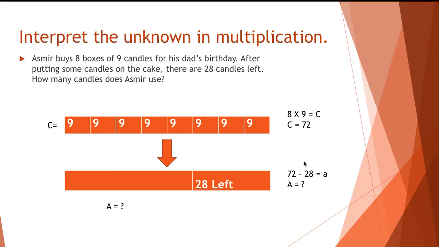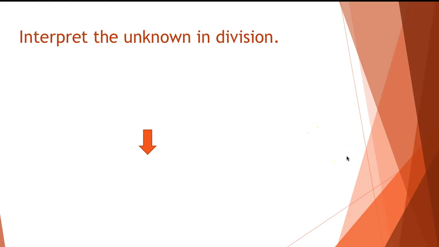I hope we got the same answer. 72 minus 28 equals what? 44 candles. So if you were to write that in a complete sentence, you would say, Asmir used 44 candles. How'd you guys do? Yeah, I hope you did pretty well. Now we're going to try another word problem. But this one is going to be interpreting the unknown in division.